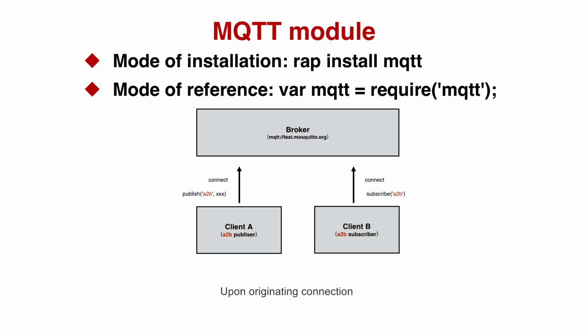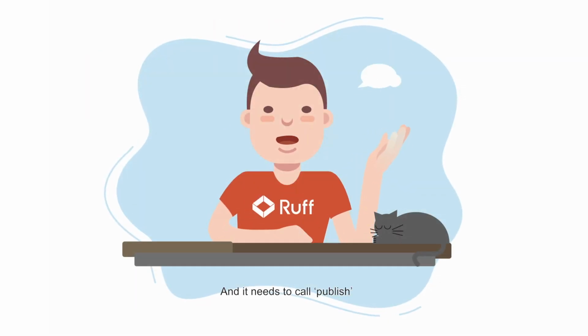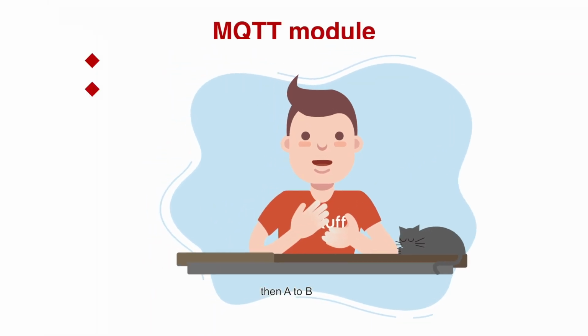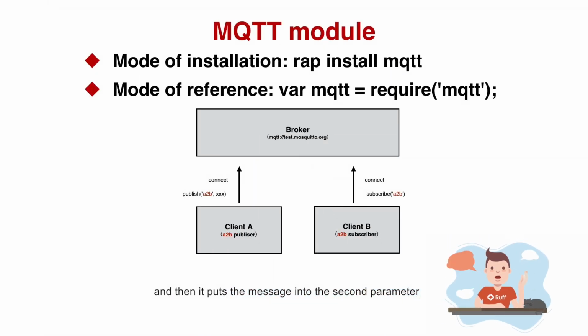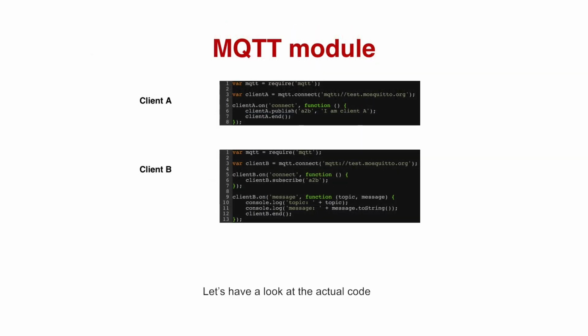Upon originating connection, A is actually a message publisher, the topic is A to B, and it needs to call publish, then A to B, and then puts the message into the second parameter. Then B subscribes to such a topic, A to B, and then waits for the arrival of the message. Let's have a look at the actual code.